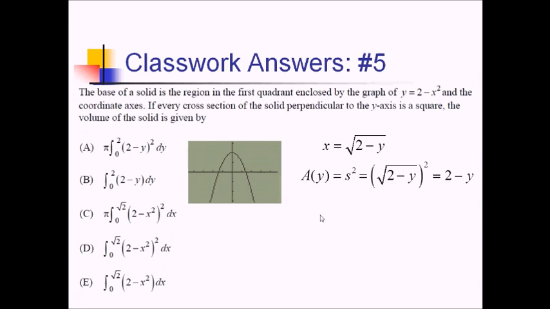So now let me get my limits of integration. We're going from y equals 0 to, it looks like y equals 2. If you're really unsure, you could set this equal to 0 for the x value, square both sides and add y to get y equals 2. So we're going to have the integral then from 0 to 2 of this area function here, 2 minus y dy, and that is going to end up giving you answer choice B.